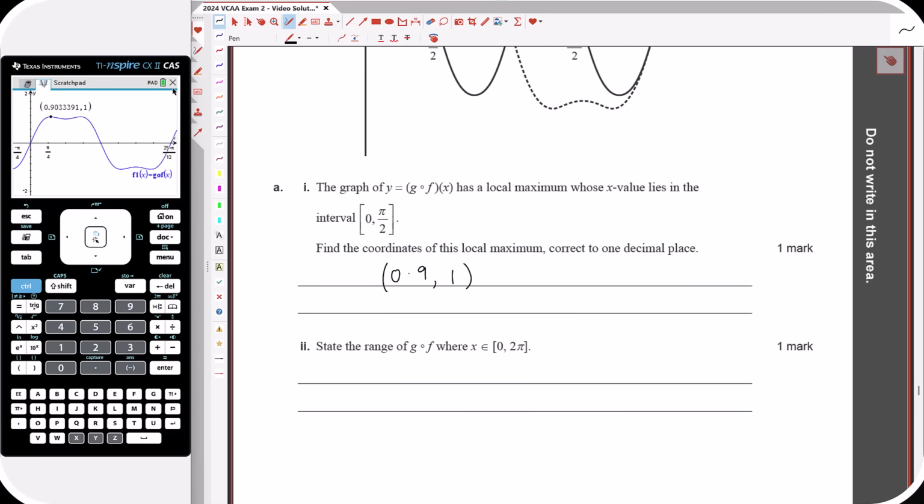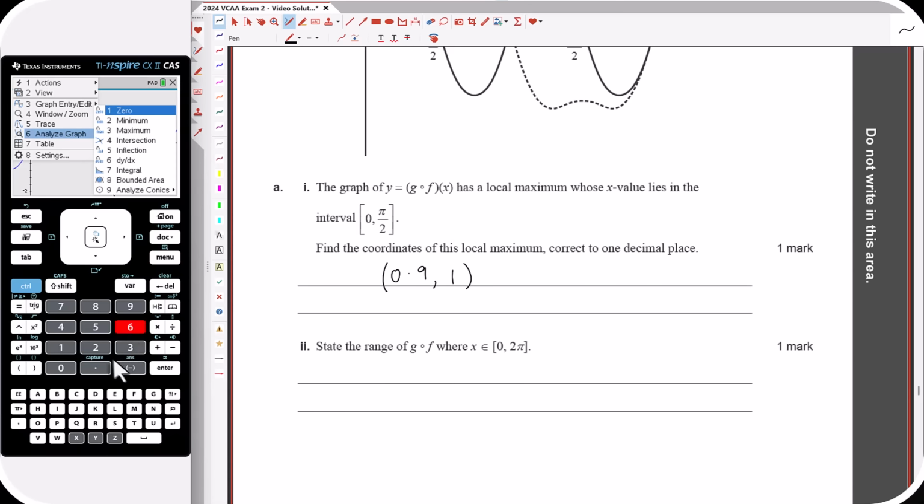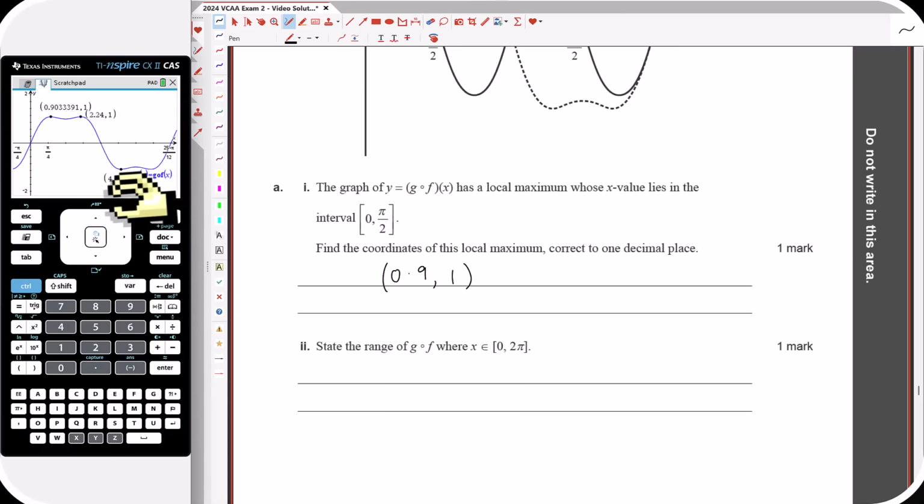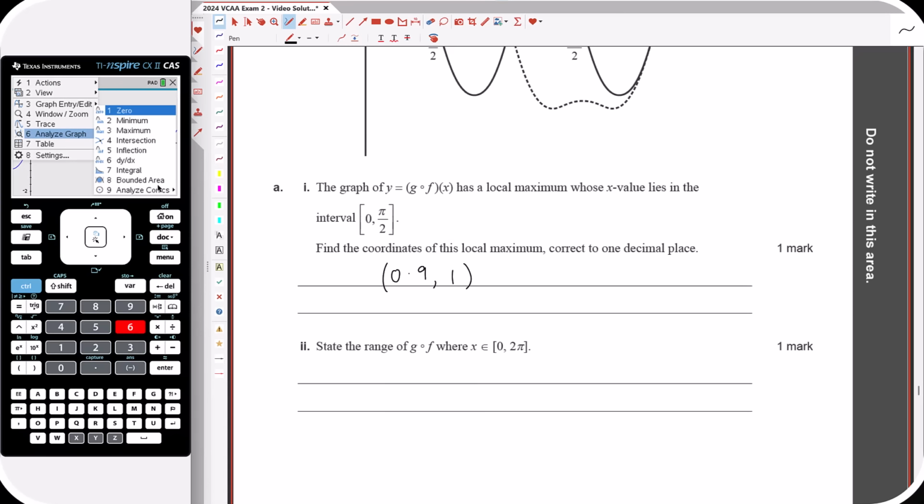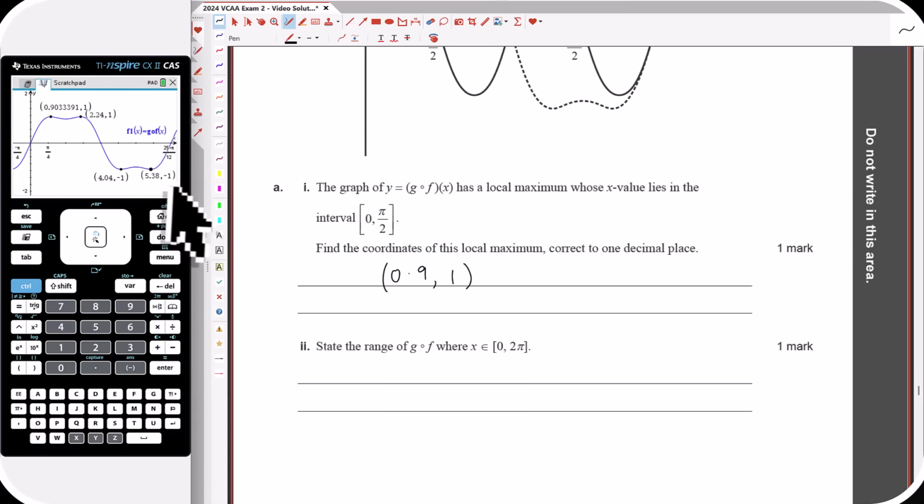State the range of GOF. Okay, so we could also find the minimum points. So, in fact, I'm going to just check that the other maximum point is at the same y value. Yes, that looks right. And then minimum. So that looks to be -1. Let's just check the other ones, not any lower down. Yeah, okay. So the maximum value is clearly 1 and the minimum value is clearly -1. And so therefore the range of GOF is from -1 to 1.